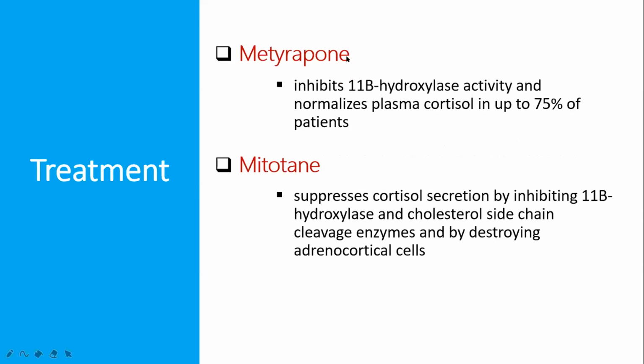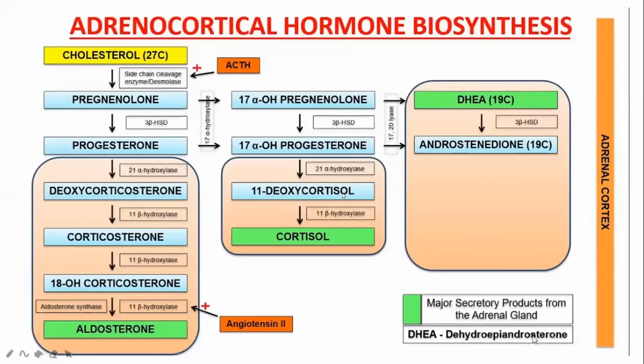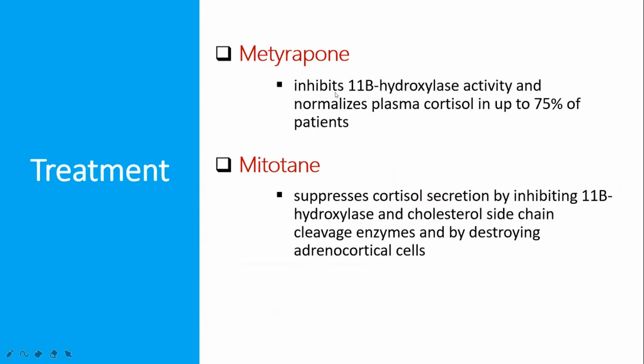Next, we have metirapone and mitotane, which both inhibit 11-beta hydroxylase. So 11-beta hydroxylase is this enzyme. If we block this enzyme, meaning to say we would block further production of cortisol. Metirapone inhibits 11-beta hydroxylase activity and normalizes plasma cortisol in up to 75% of patients, while mitotane suppresses cortisol secretion by inhibiting 11-beta hydroxylase and cholesterol side chain cleavage enzymes and by destroying adrenocortical cells.